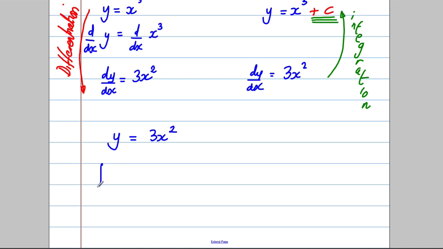I would say this here means I am integrating the function y with respect to x. So what I'm going to do is integrate this, 3x squared, and you always have to state with respect to x. And what would the answer be? Well, we said the answer would be x cubed plus a constant c. So the integral of y with respect to x is x cubed plus c. Okay, and that's how we write the process of integration here.